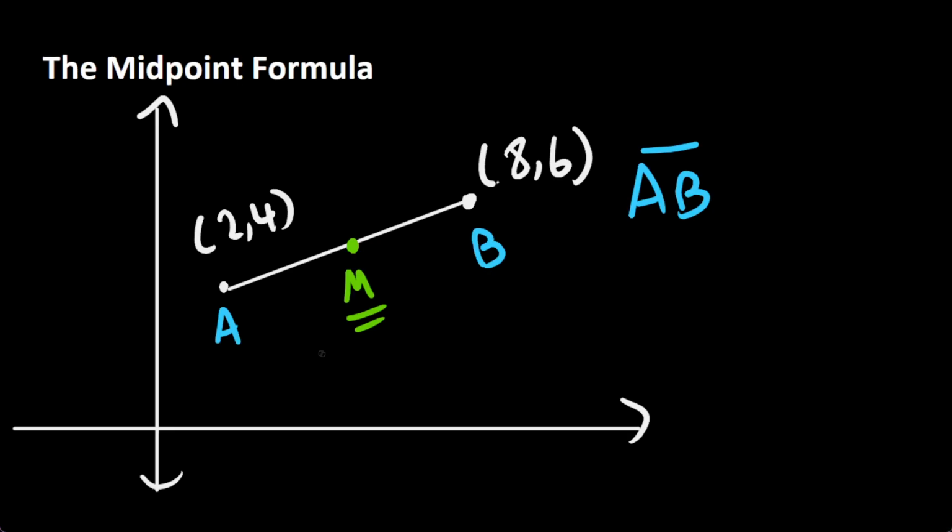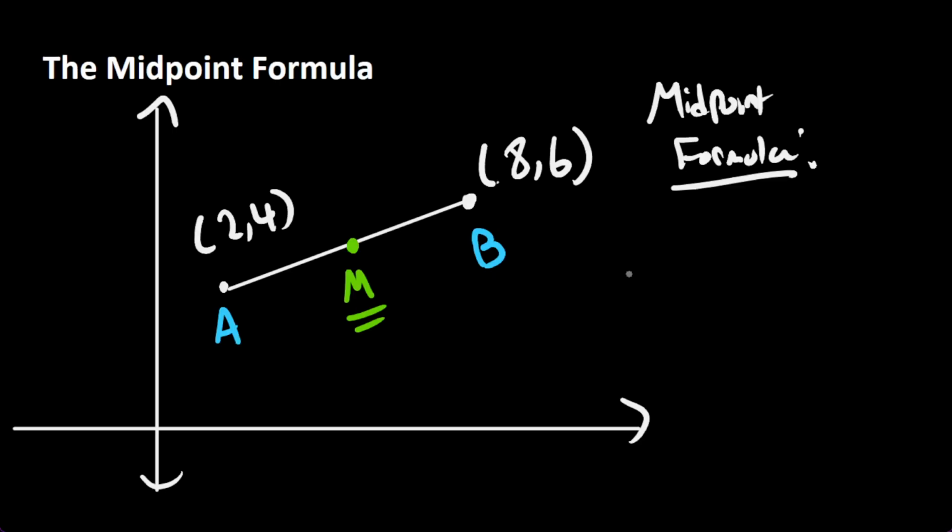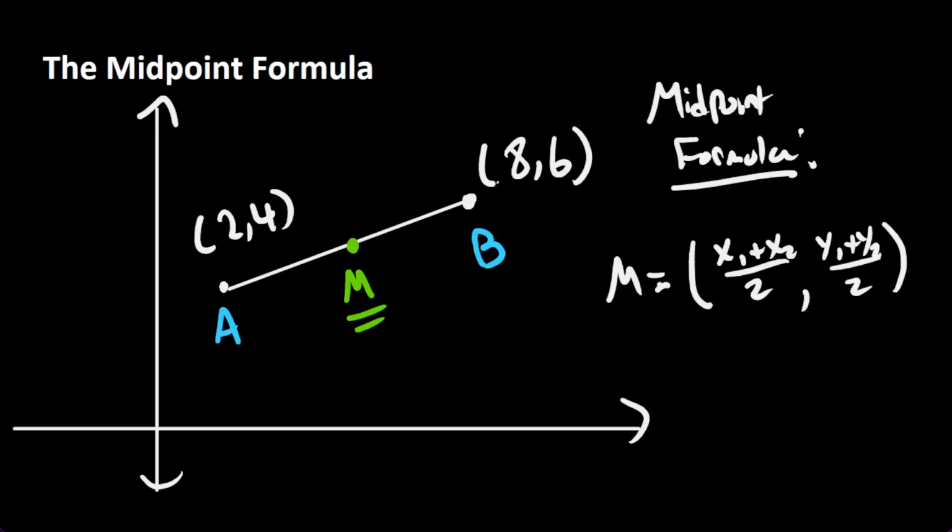So all we have to do is use the midpoint formula. And the midpoint formula, we can just go ahead and write it. The midpoint formula in this case is used to find the coordinates for M. So the coordinates for M are equal to x1 plus x2 divided by 2, comma y1 plus y2 divided by 2.